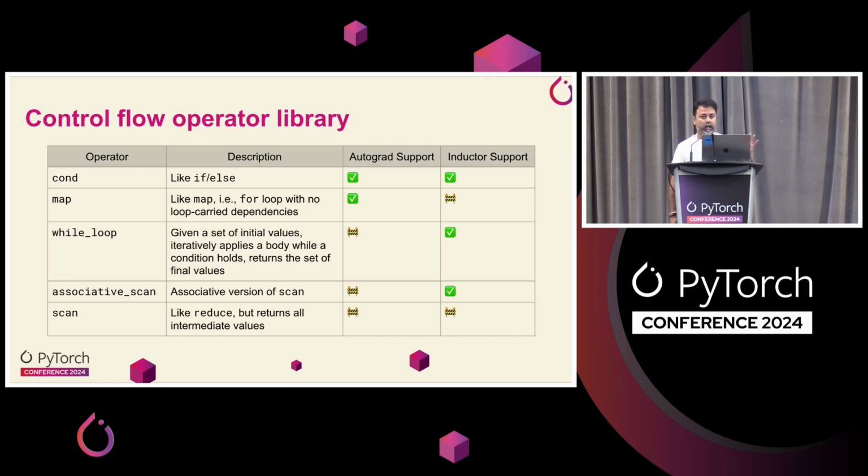So I should say that not all of these operators support every combination of features that PyTorch provides. For example, some of them are missing autograd support, which you need for training. Some of them are missing support from inductor, which is the optimizing backend for Torch compile. But rest assured that we are working hard on these, and by the end of the year, we plan to have full support for this control flow library.